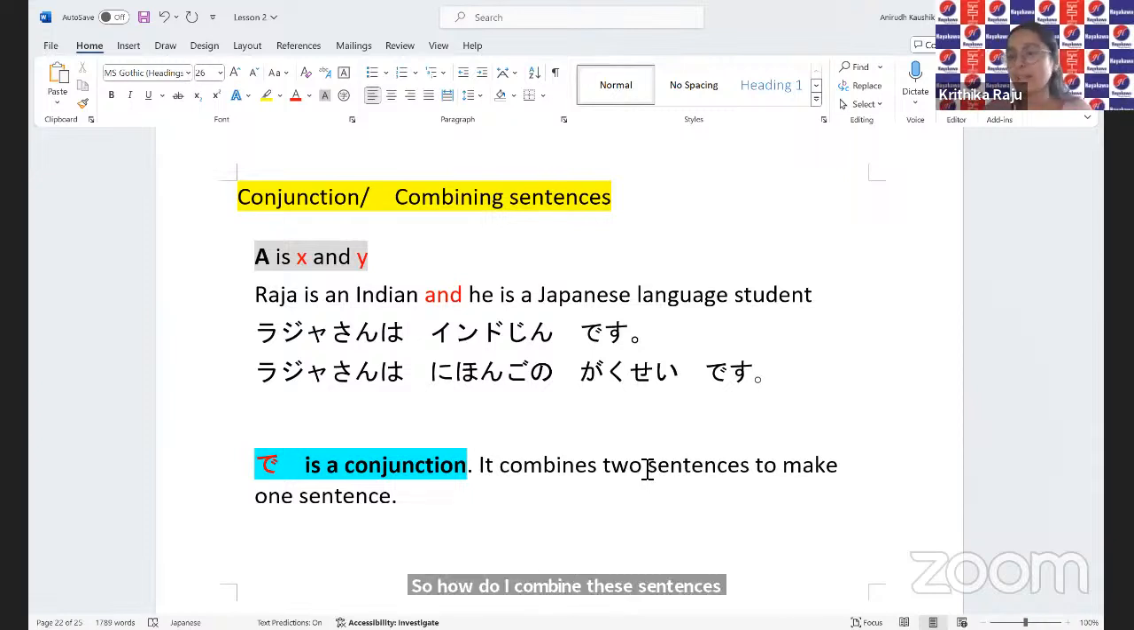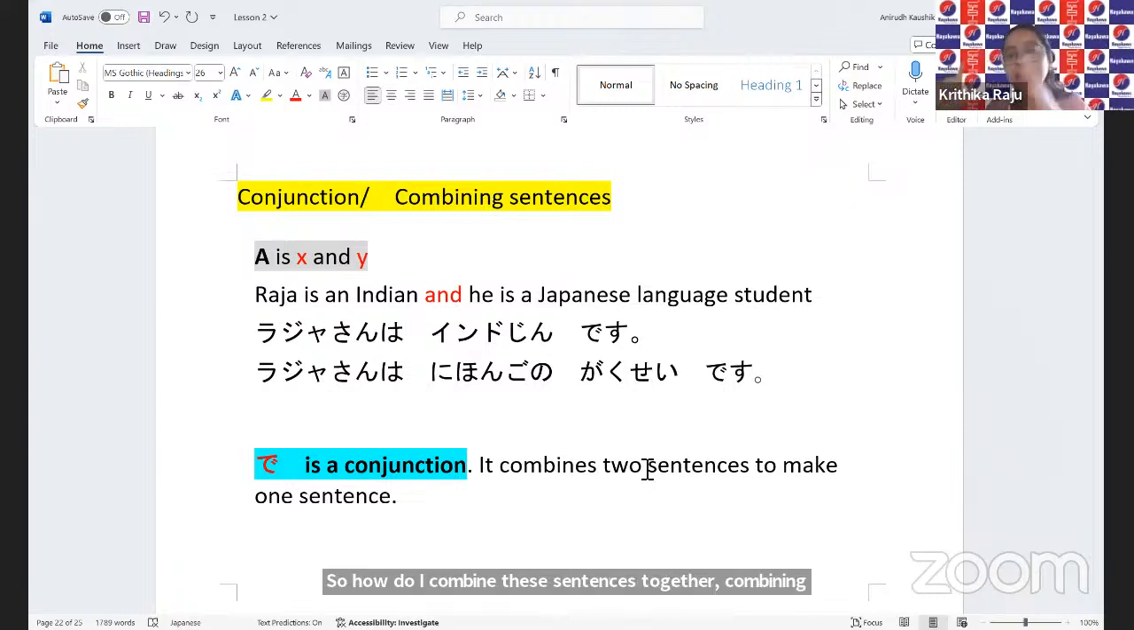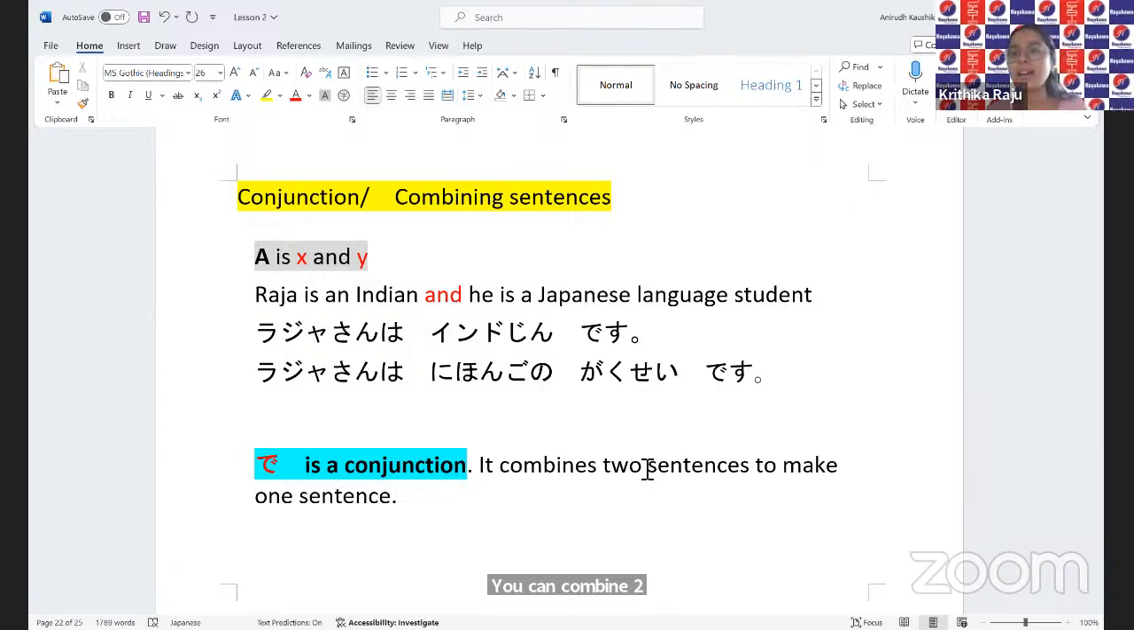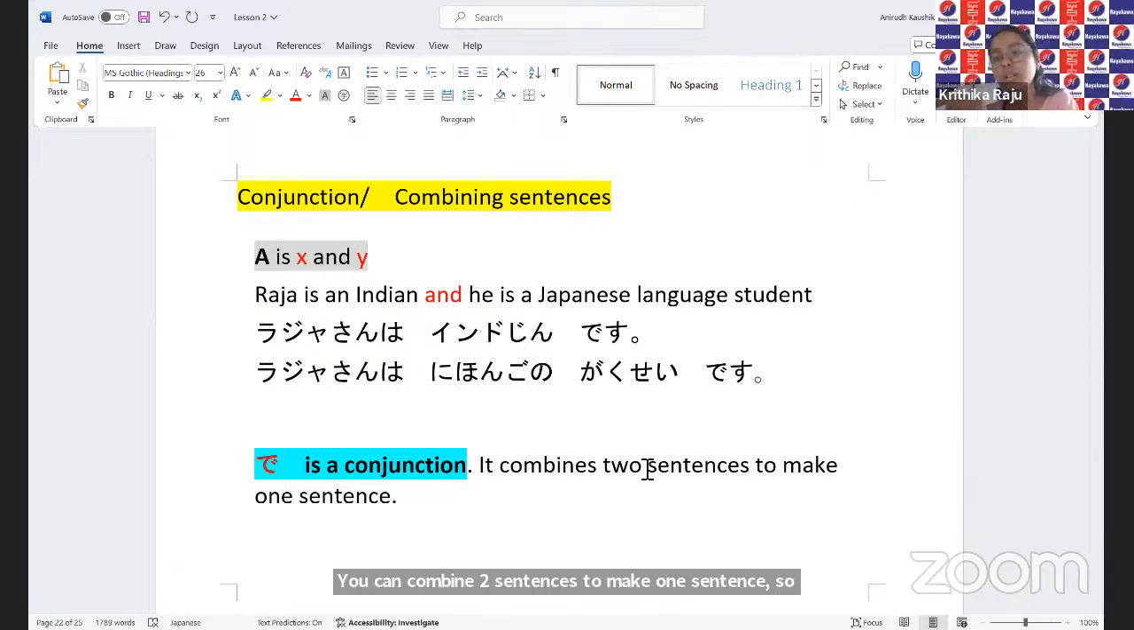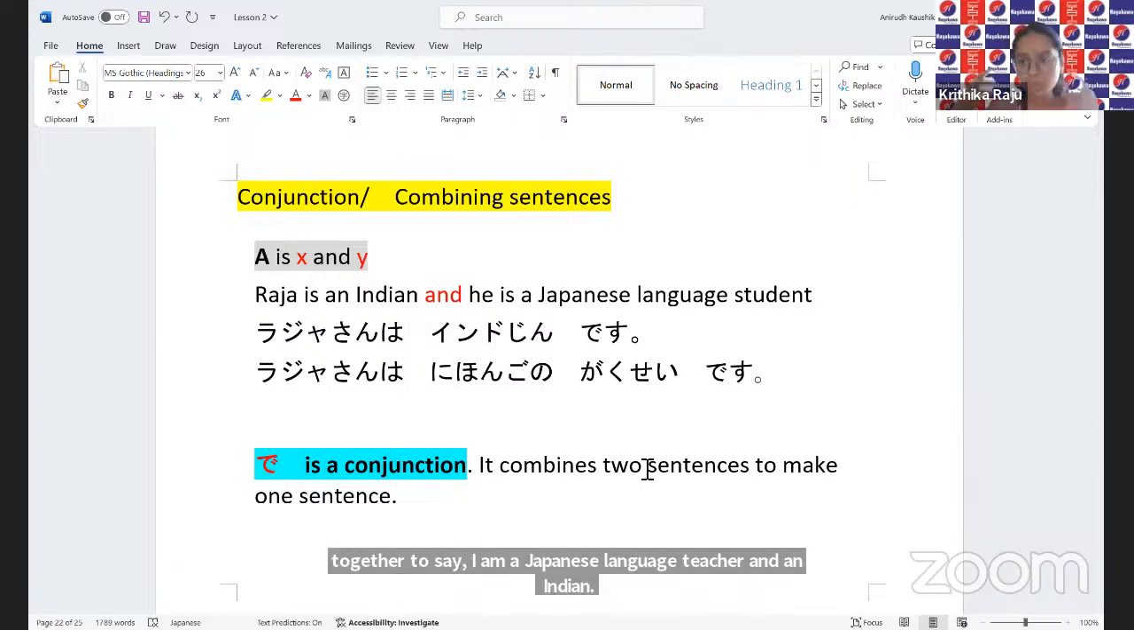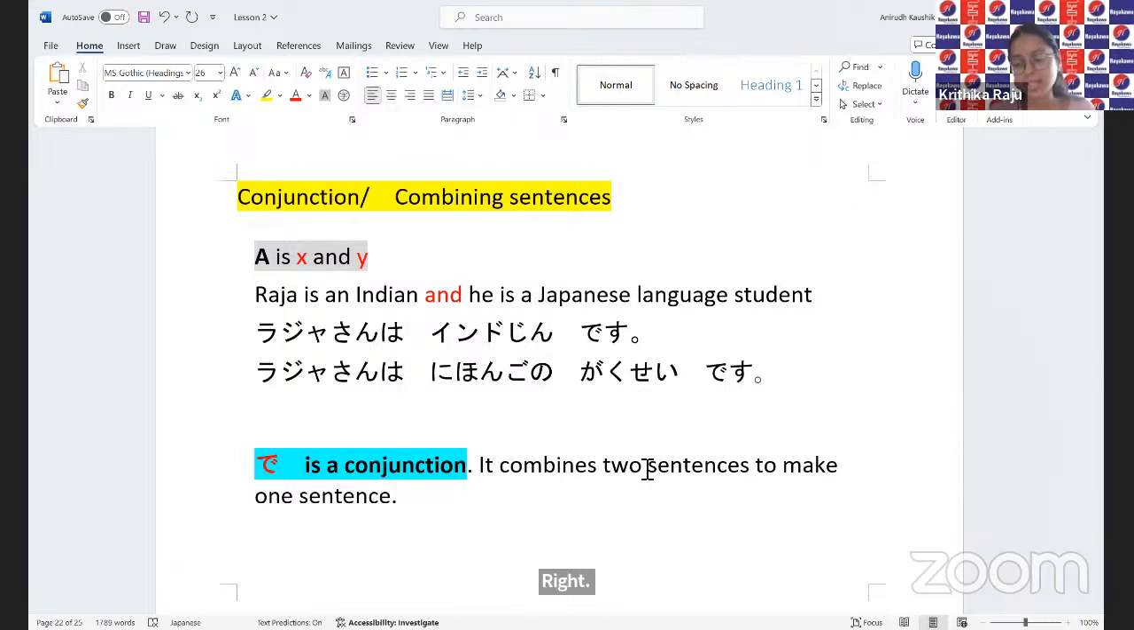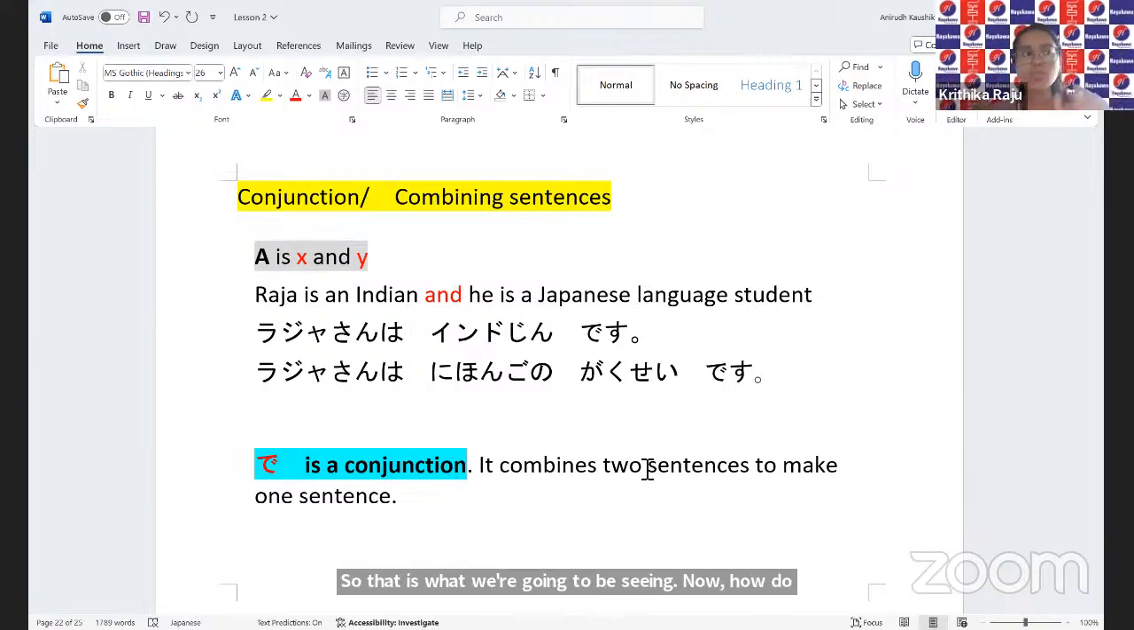Combining sentences together. You can combine two sentences to make one sentence. So instead of me saying, I am a Japanese language teacher, and then saying, I am an Indian, I can combine it together to say, I am a Japanese language teacher and an Indian. Right? That is more efficient. So that is what we're going to be seeing now. How do you combine sentences? How do you combine two sentences in Japanese to make one?